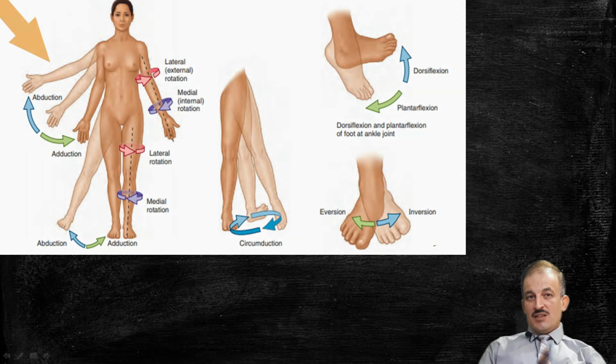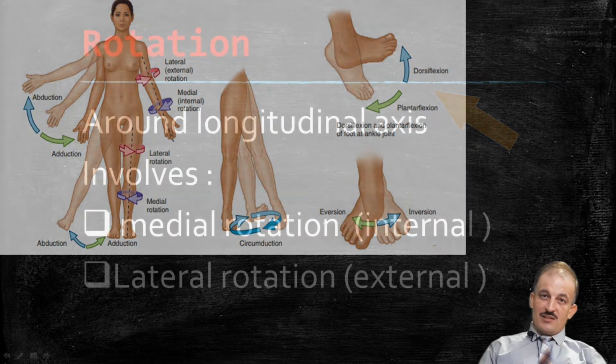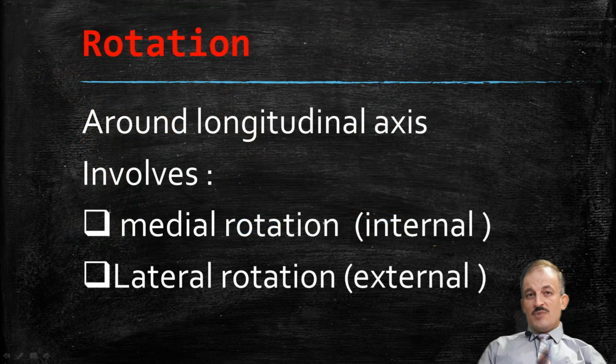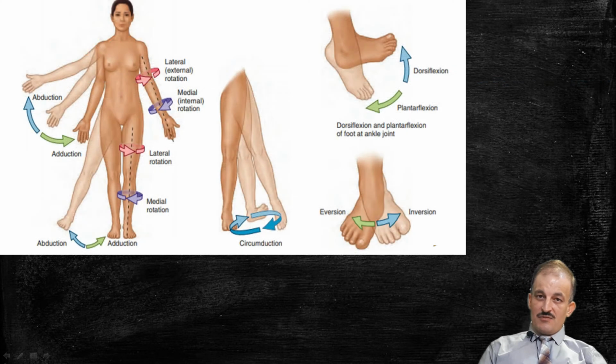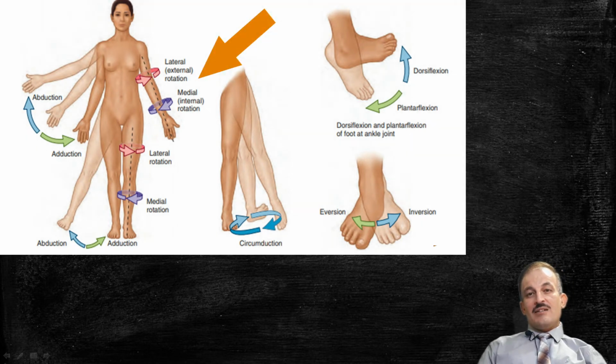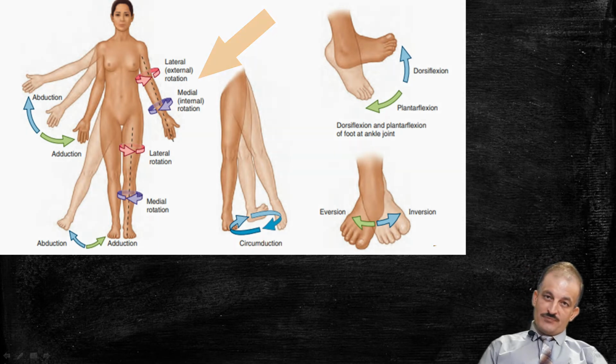This is abduction away from, and this is adduction towards the midline. This is abduction away from, this is adduction. This is the dorsiflexion towards the face. This is the plantar flexion toward the ground. Now is the rotation. It is the movement of a part or limb around its longitudinal axis. It involves inward rotation called medial rotation, or outward, external or lateral rotation.